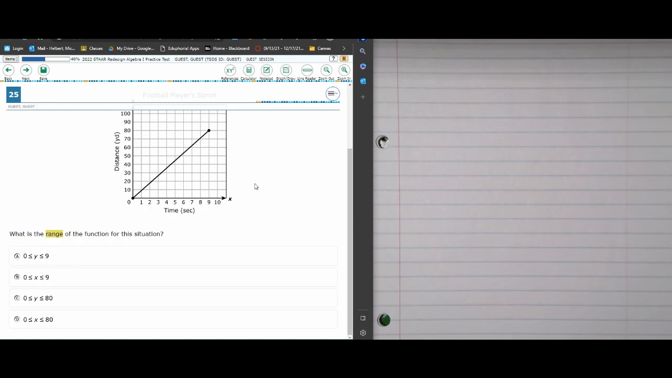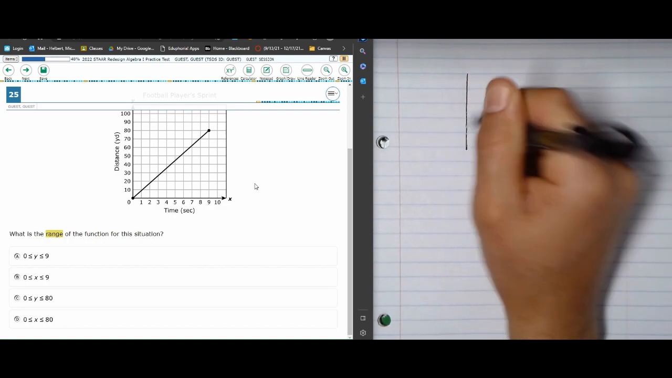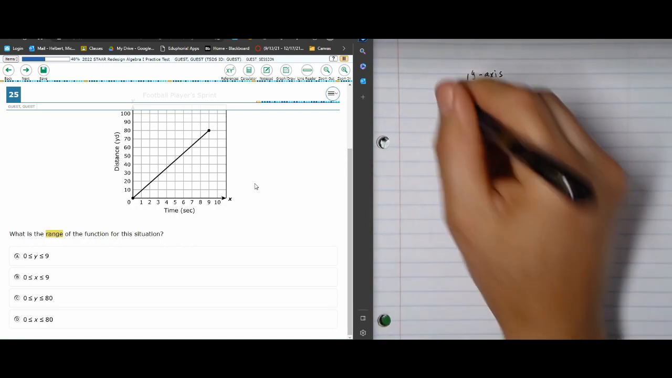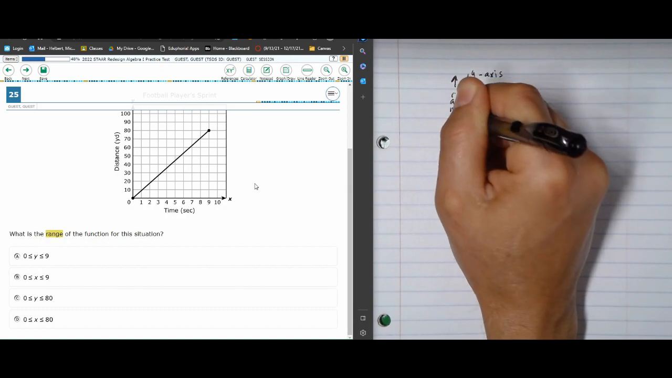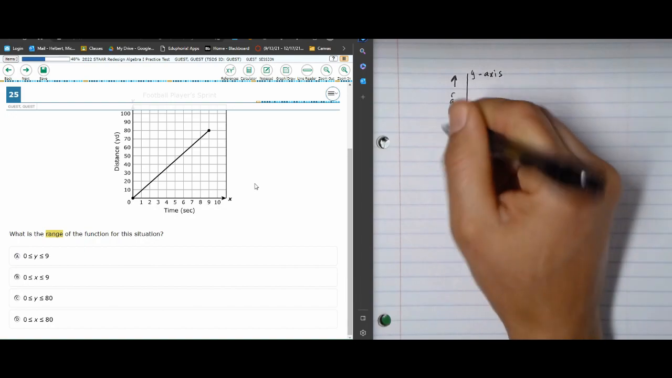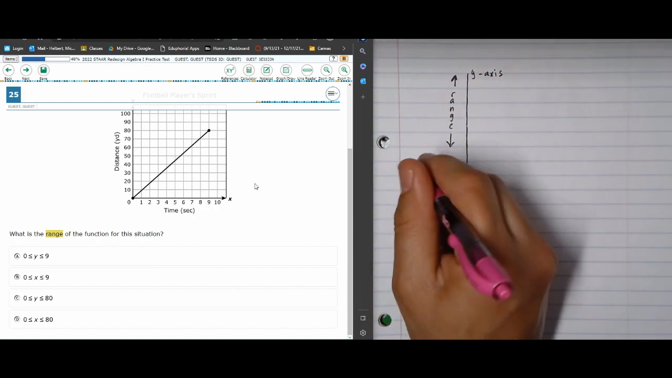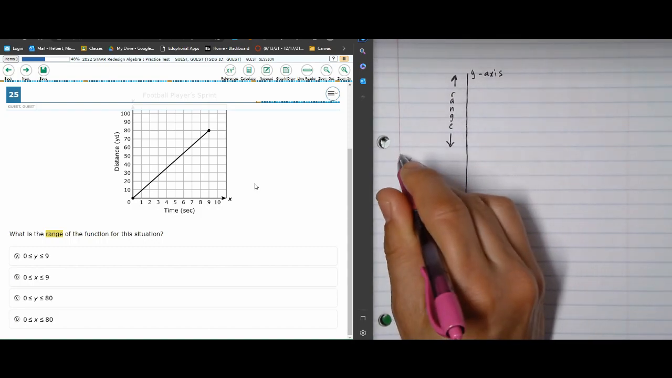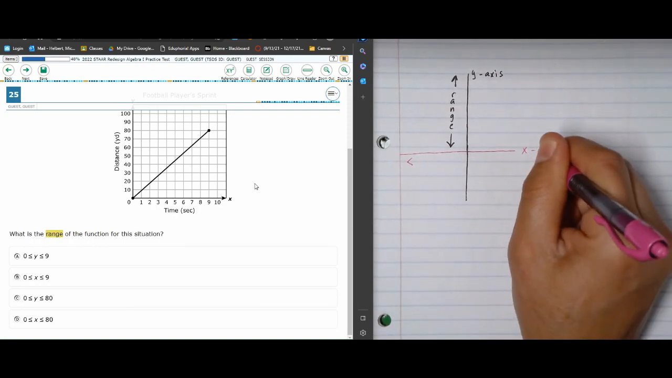And what I want you to remember when we talk about domain and range, I'm just going to draw you a picture real quick. This is my y-axis, and my range is my up and down value. Up and down is range. Then we also have what we call domain. So let's say we had an x-axis right here. So I'm going to write x-axis.